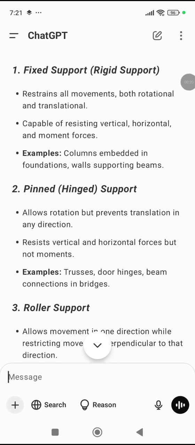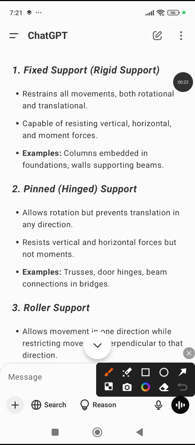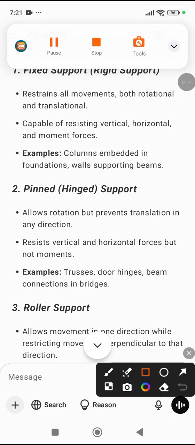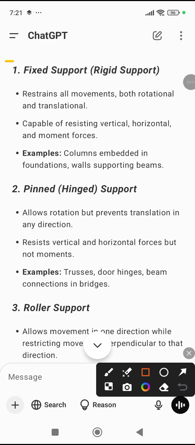So, in the very first, you can see here our support type is fixed support. In fixed support we're going to show some of its characteristics, or you can say its features. In the very first, we can see here in fixed support the restrained movements are both rotational and translational. You can see here, fixed support is also called rigid support.